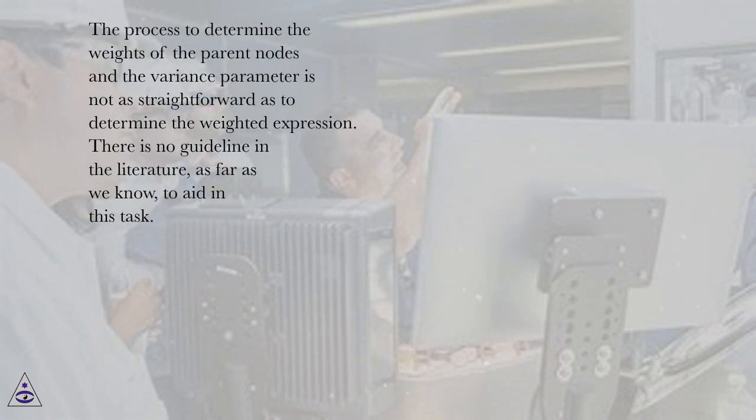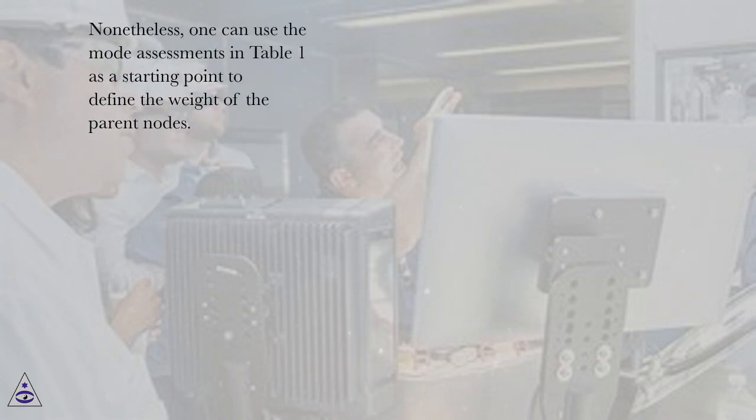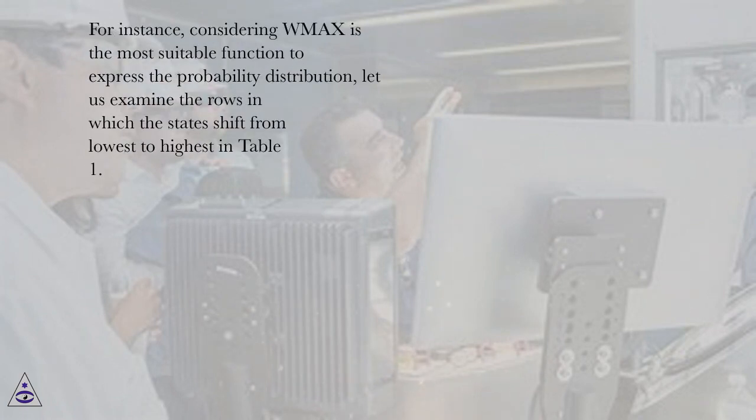The process to determine the weights of the parent nodes and the variance parameter is not as straightforward as determining the weighted expression. There is no guideline in the literature, as far as we know, to aid in this task. Nonetheless, one can use the mode assessments in Table 1 as a starting point to define the weight of the parent nodes. For instance, considering max is the most suitable function to express the probability distribution, let us examine the rows in which the states shift from lowest to highest in Table 1.